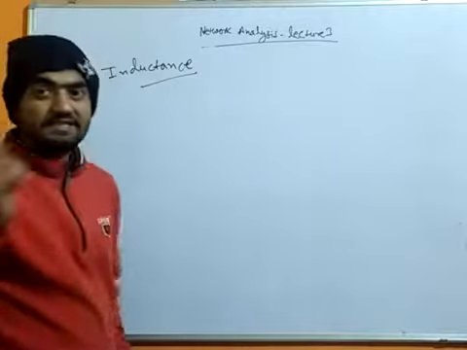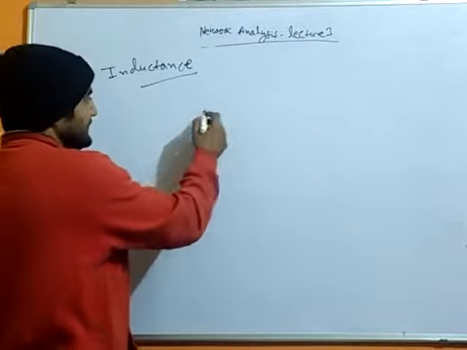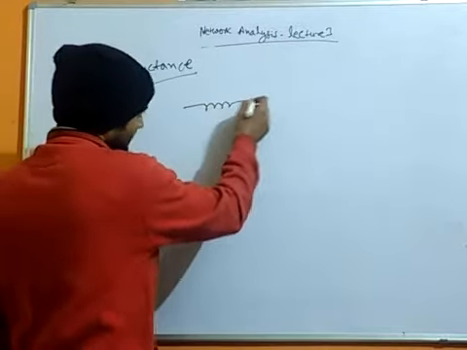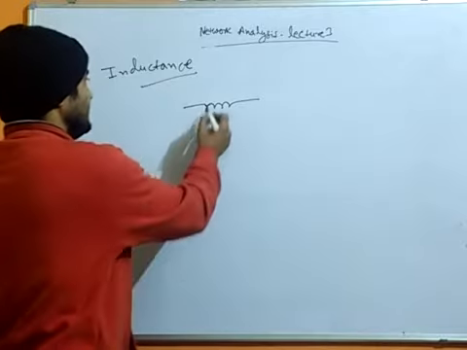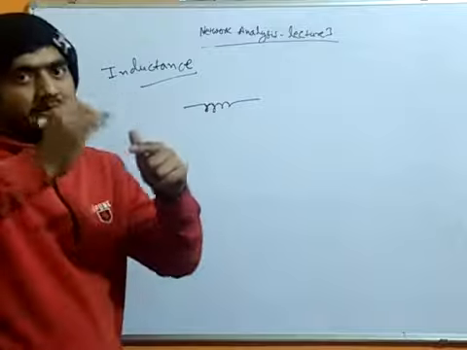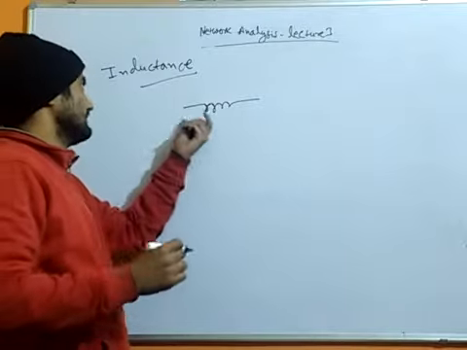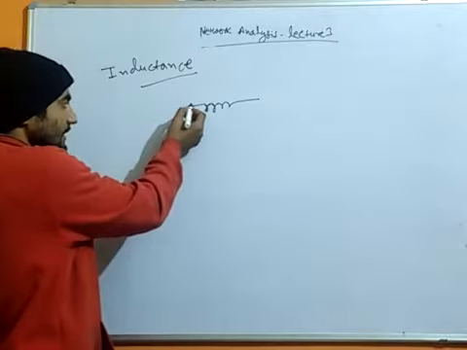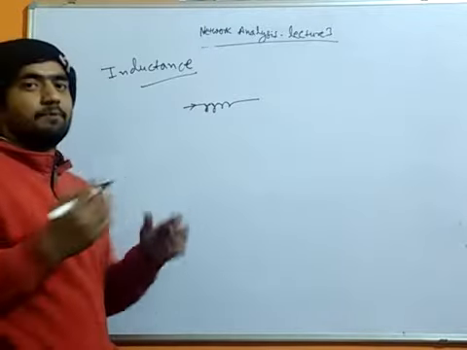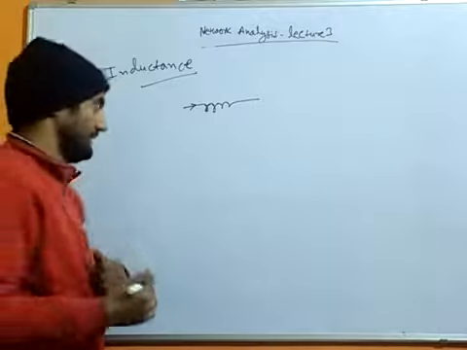So it opposes the change in current, meaning any element. The circuit symbol for the inductance is like this, and it is nothing but the coil. Okay, a number of coils is just like inductance, and its property is what? Its property is to oppose the flow of current.